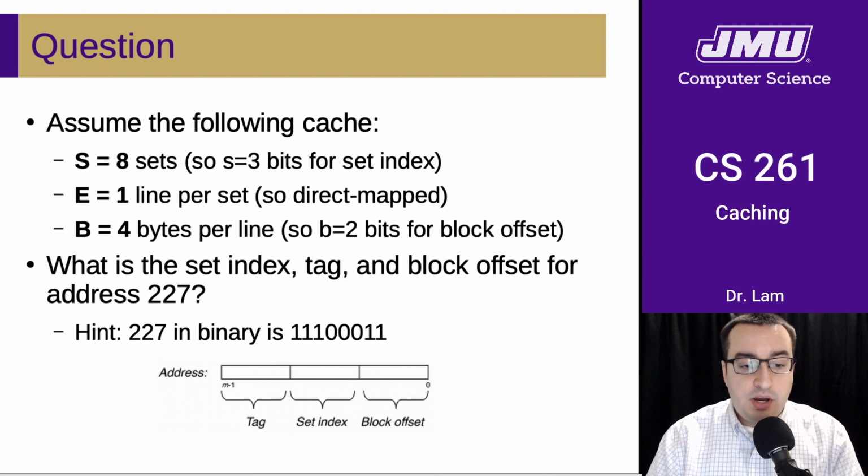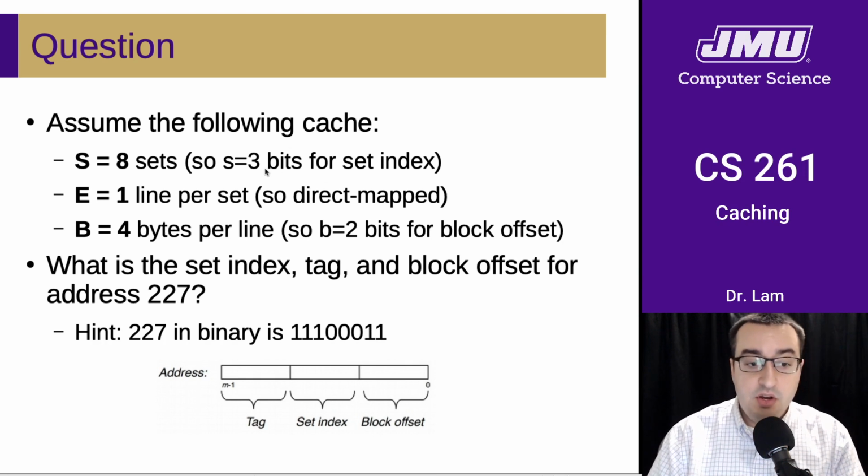All right, so the diagram here shows the order of these things. So remember, the tag is first, and then the set index, and then the block offset. We know that we're going to need 2 bits for the block offset. So these first 2 bits, the 1, 1, that's going to be the block offset. We know that the set index is going to be 3 bits wide, and that's because we have 8 sets, and so we'll need 3 bits in order to name those 8 sets. And so that's going to be these next 3 bits here.